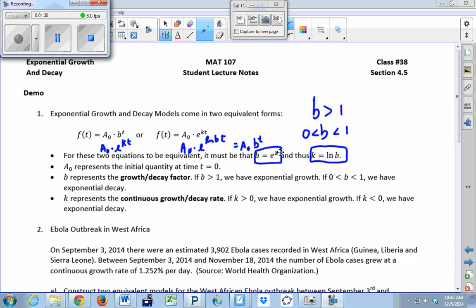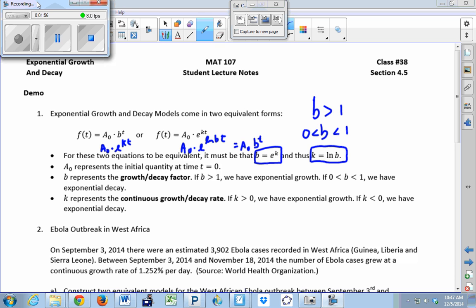And these two equations here you'll be using throughout your first activity today. If you know k, then you can find b by saying e to the k. That gives you the value of b, which is your base for this exponential here. And if you happen to know b, but you don't know the continuous growth rate k, you can find k by taking the natural log of b.